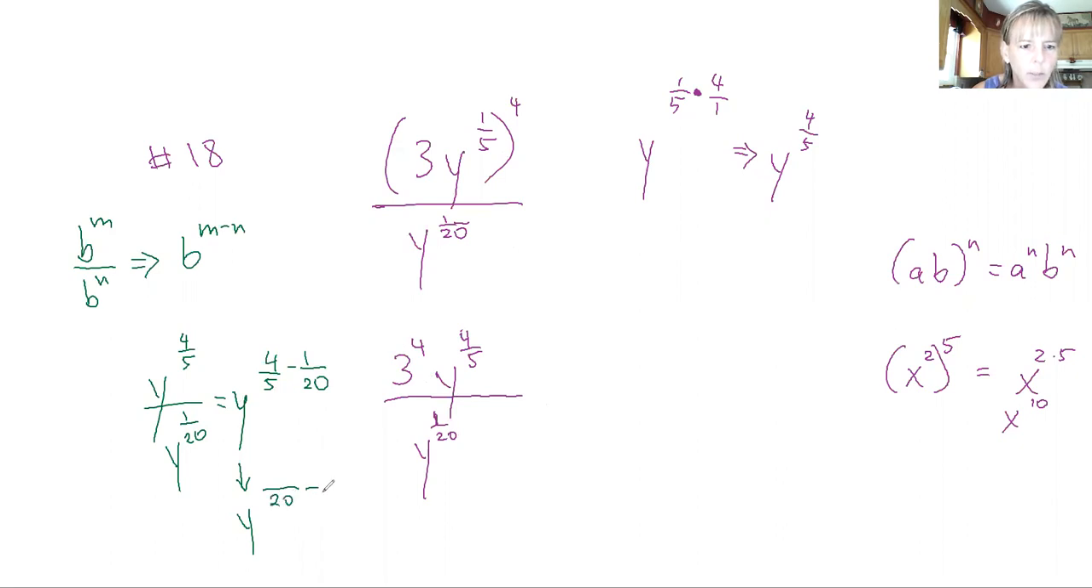Over 20, common denominator, right? When you're adding and subtracting fractions, 20 times 1 and 1 times 1. So that one didn't change. 5 times 4 is 20, 4 times 4 is 16. So this turns into y, 16 minus 1 is 15, 15/20th. And they're both divisible by 5.